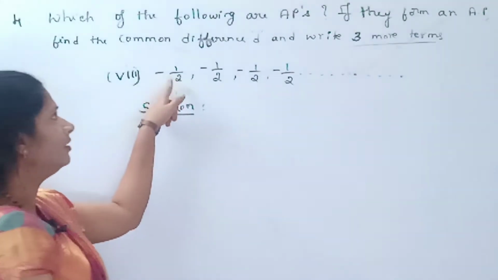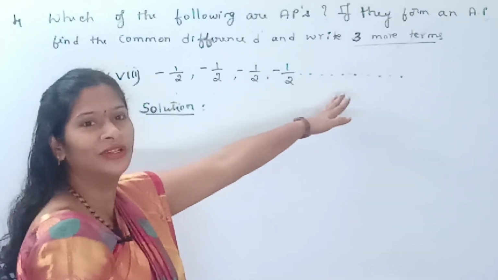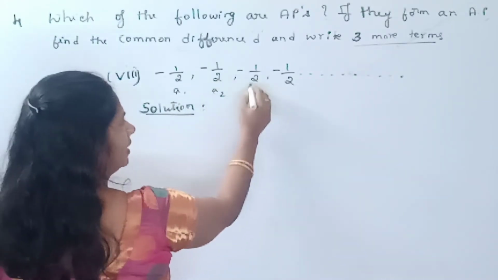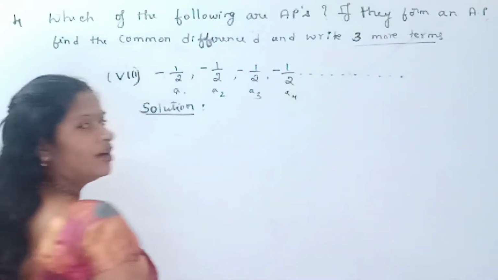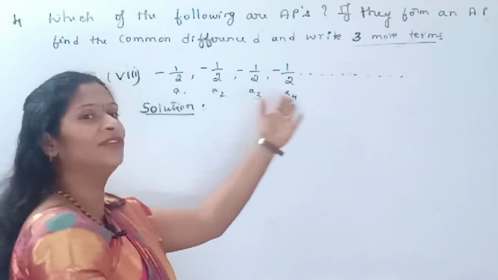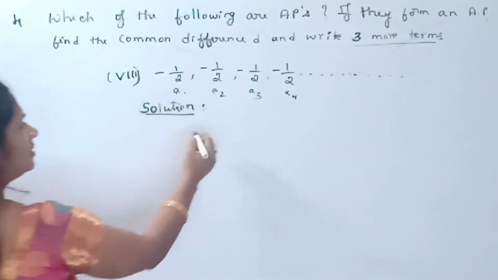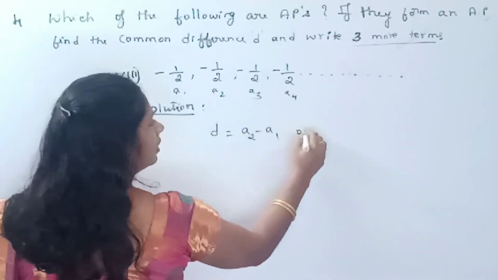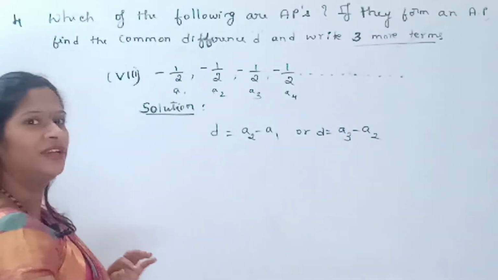Next, 8th question, -half, -half, -half, -half and so on. So what is the first term? -half. Second term also -half itself. Third term also -half itself. And fourth term also -half itself. Now what is your conclusion, children? This list of numbers forms an AP or not, isn't it? So how will you find out? Just find out the common difference D, A2 minus A1, or D equal to A3 minus A2. You'll be getting common difference same, isn't it?